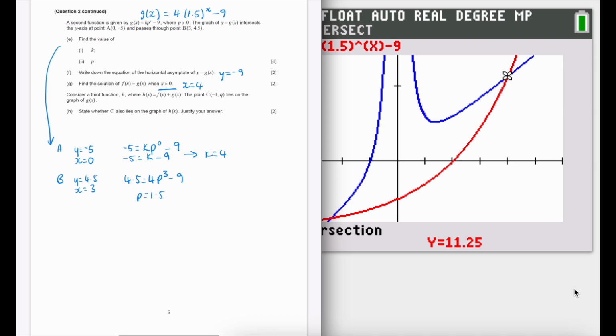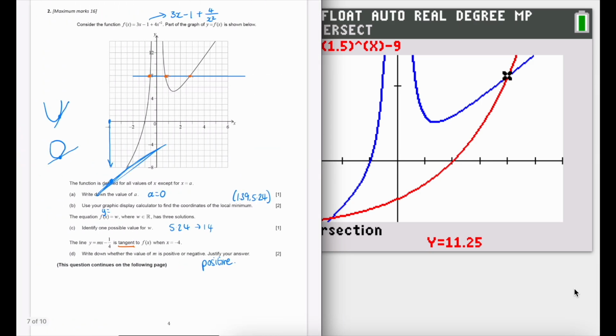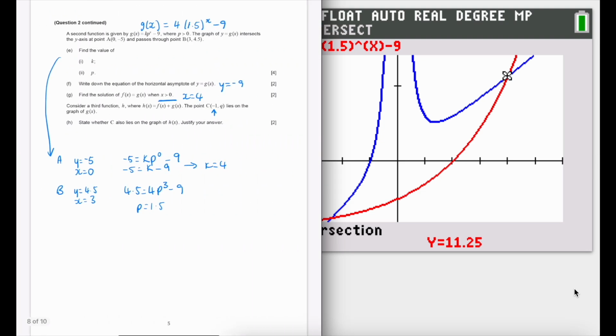And then we consider a third function h, where h of x equals f of x plus g of x. C (−1, q) lies on the line, and we need to say whether C also lies on h of x or not. Now, the x value here is negative 1. If we go back to the original, when x is negative 1, this first function f of x is actually equal to 0. So that means that the f of x part is 0.